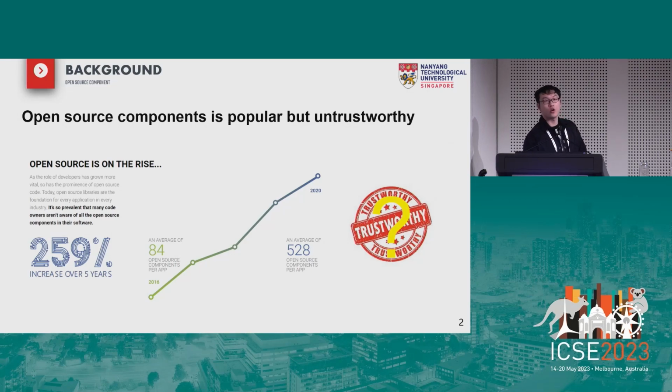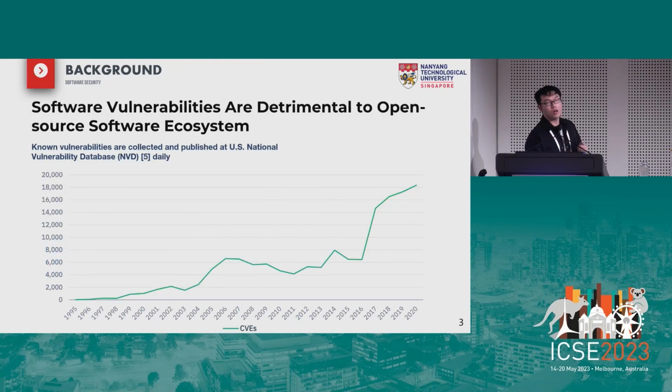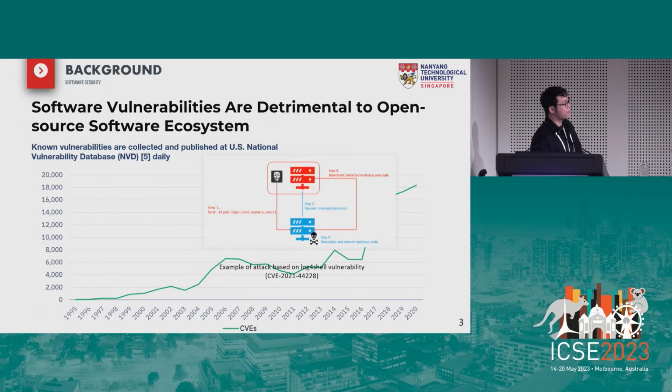We know too well that open source components are widely used in modern software projects, but they are not always trustworthy, because vulnerabilities could exist in the dependencies of software projects, as revealed by the National Vulnerability Database. The number of vulnerabilities has also increased over the years. For example, Log4Shell has affected a large number of downstream libraries.